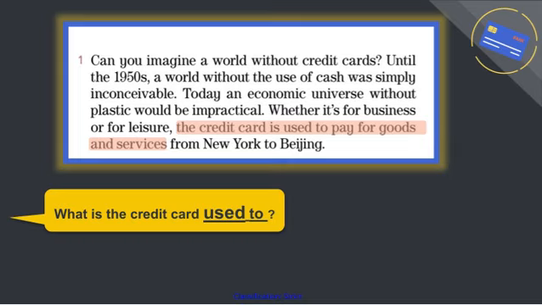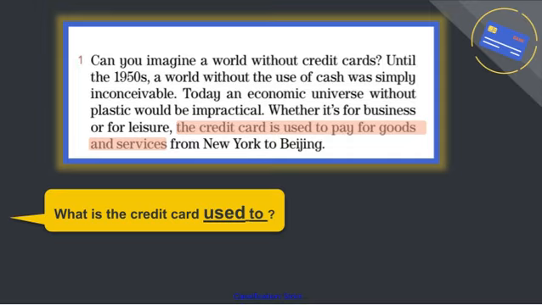So, let's take a moment to explore what exactly a credit card is used for. Essentially, a credit card is a versatile financial tool that allows you to make purchases, whether that's shopping online, buying groceries, or paying for services. It's designed to give you convenient access to credit, helping you manage your cash flow. But it's not just about spending. A credit card also offers benefits like building your credit history, earning rewards, and sometimes even providing protections like fraud alerts or purchase insurance.